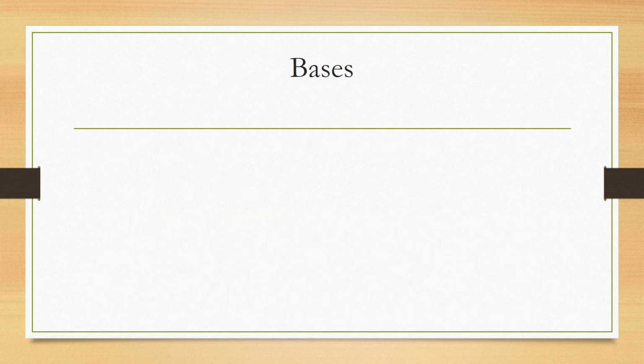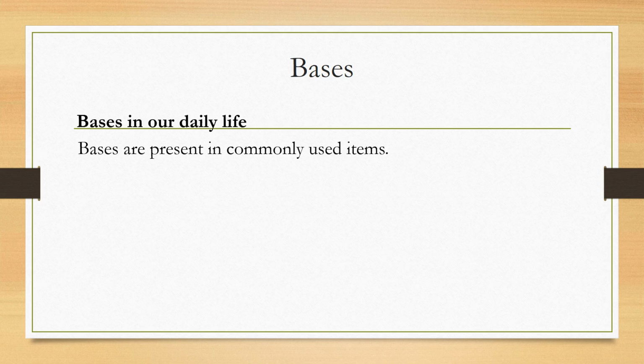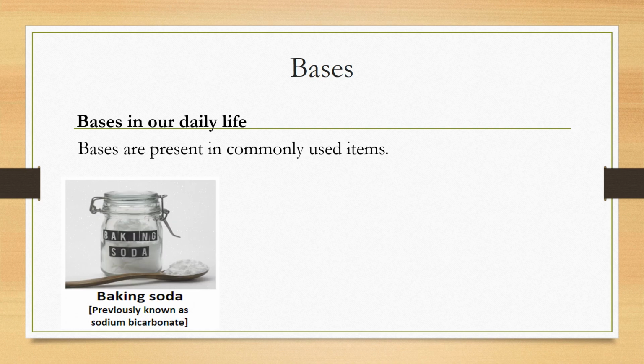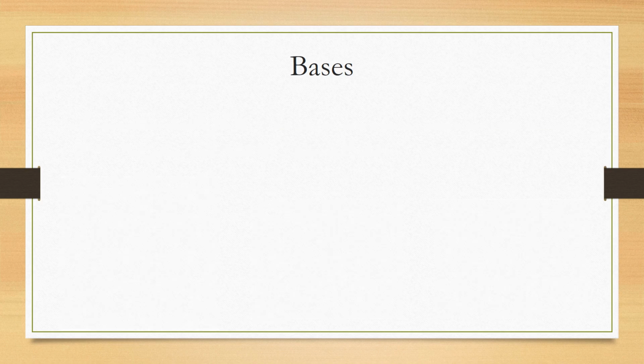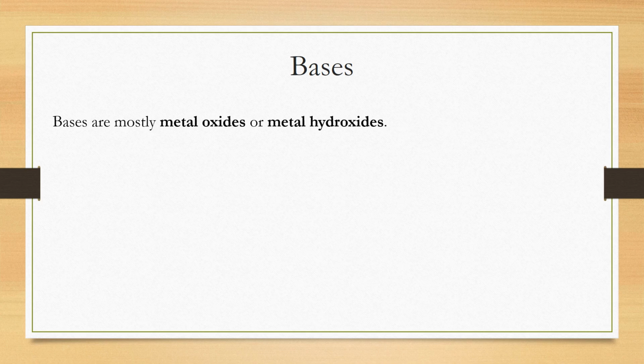As you have learned in grade 8, there is another class of compounds called bases. Similar to acids, bases also are present in commonly used items. Bases are present in baking soda, toothpaste, and soap. Bases are mostly metal oxides or metal hydroxides. Recall that a metal oxide is a compound formed between a metal and oxygen, whereas in a metal hydroxide, a metal is chemically combined to the hydroxide radical.